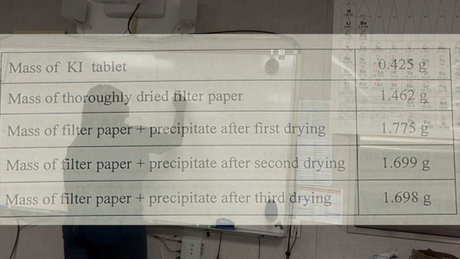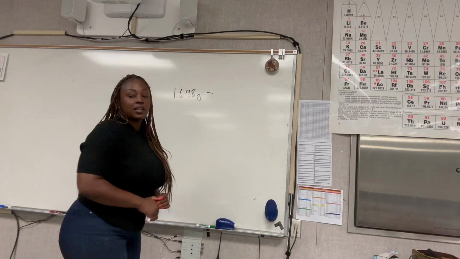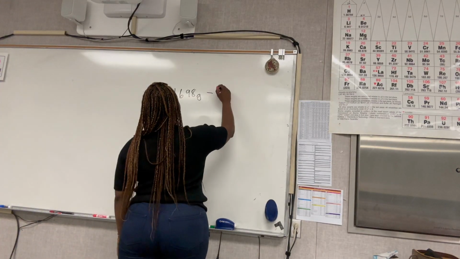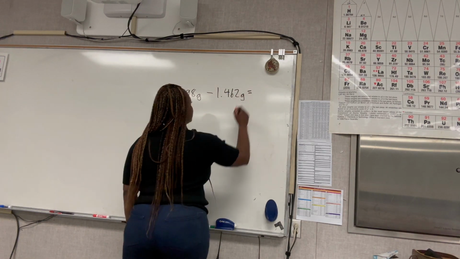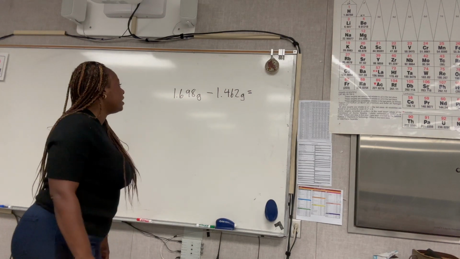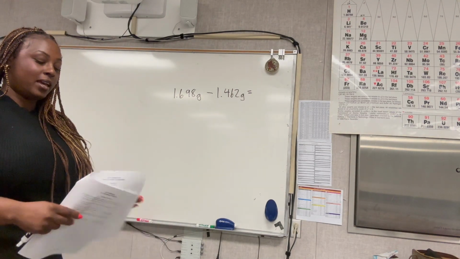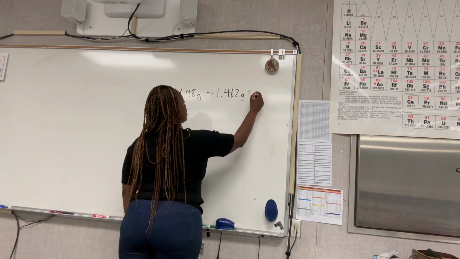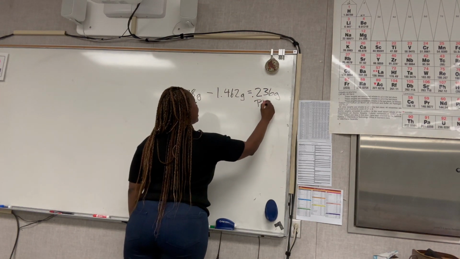I have 1.698 grams, and that's for the mass of the filter paper and the product. So I'm going to subtract the mass of the filter paper, which is 1.462 grams. And after I subtract them, I have a mass of 0.236 grams. And that's for my lead iodide.